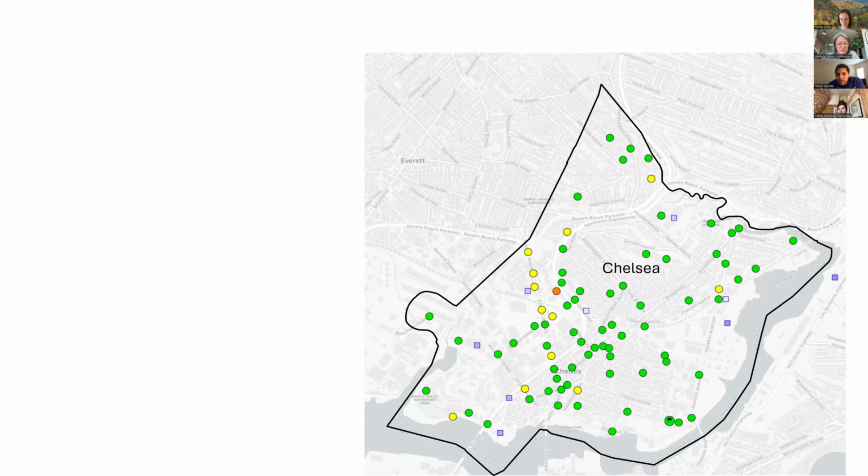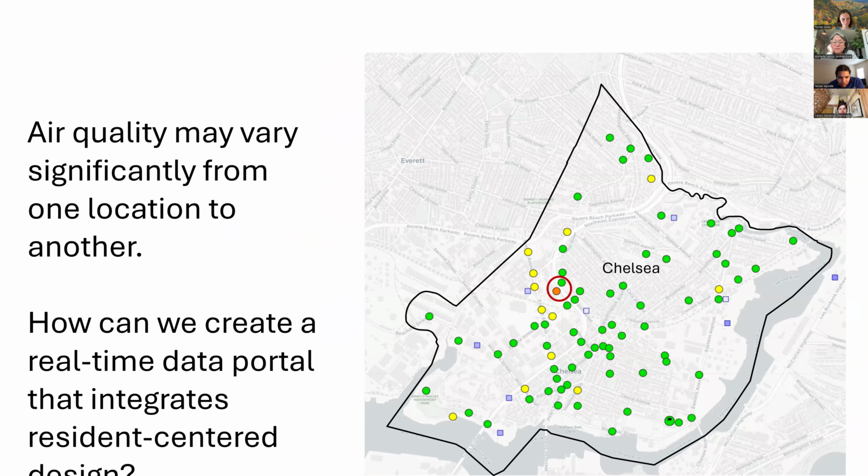And so, sticking to the theme, I think you can press one more, Tori. The challenge is that air quality varies significantly from one location to another. So how can we create a real-time data portal that integrates resident-centered design? That is our goal, not only to deploy these sensors, but to co-create that data portal with the public, with the community in mind. If you can go to the next one, Tori.